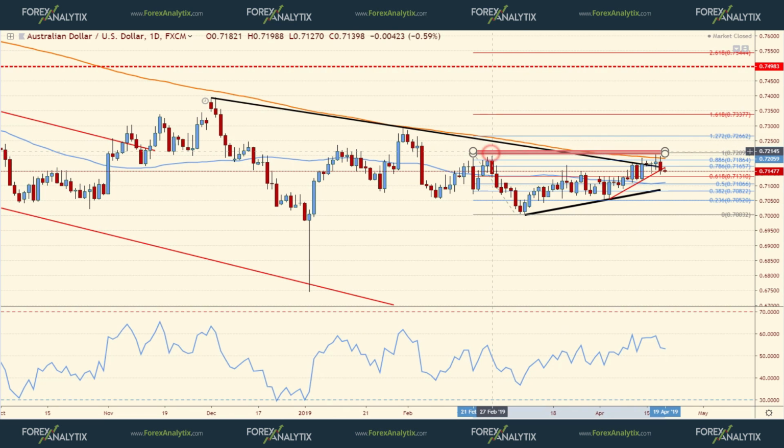Also see that resistance up here? Those are highs from February. We couldn't take that out. We couldn't take out the 200-day moving average. We slumped back below the triangle breakout. Now, one of the things I always like to tell people is a false breakout tends to lead to a breakdown, or a false breakdown leads to a breakout.